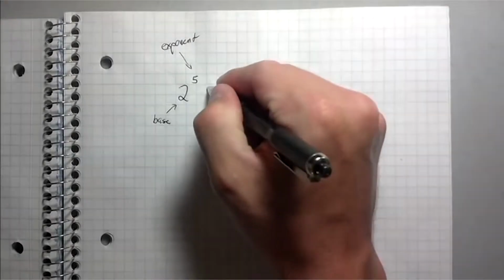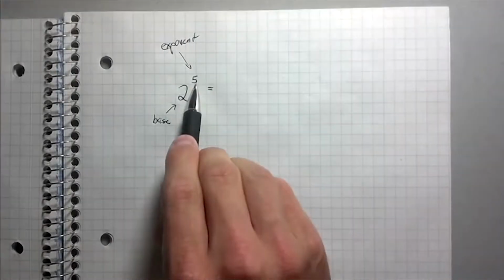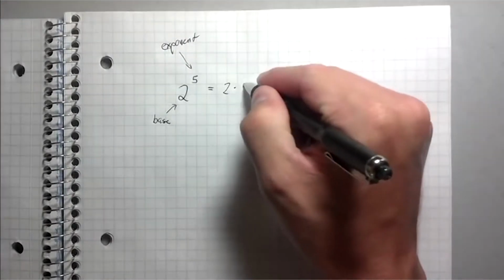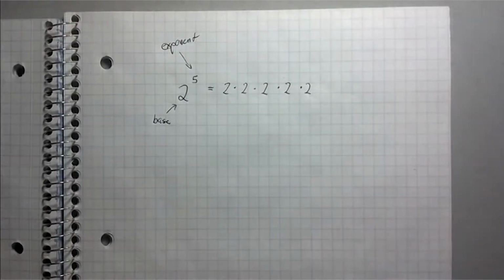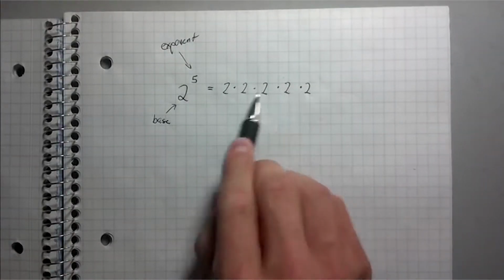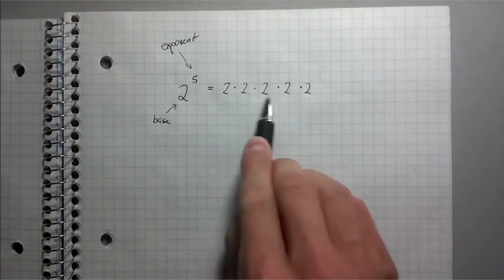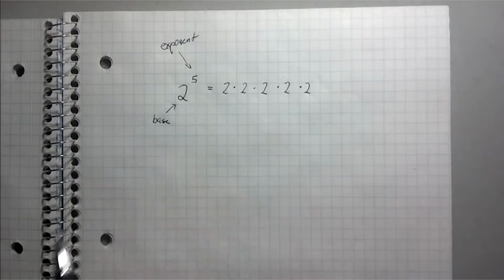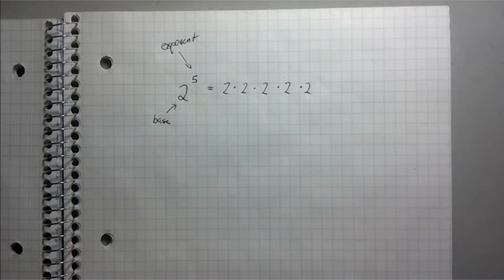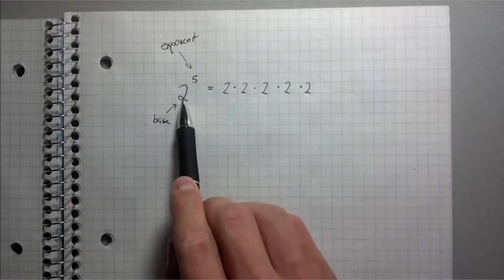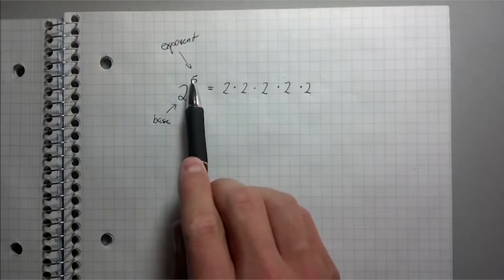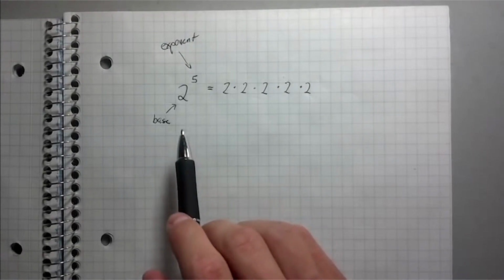So I'm going to write this out. What this means is that 2 to the 5th equals 2 times 2 times 2 times 2 times 2. Notice there's 5 2's multiplied together because this number is a 5. So that's basically it. That's what exponents are. It's a way of notating, a way of writing down, multiplying a number together a bunch of times, however many times are in the exponent.